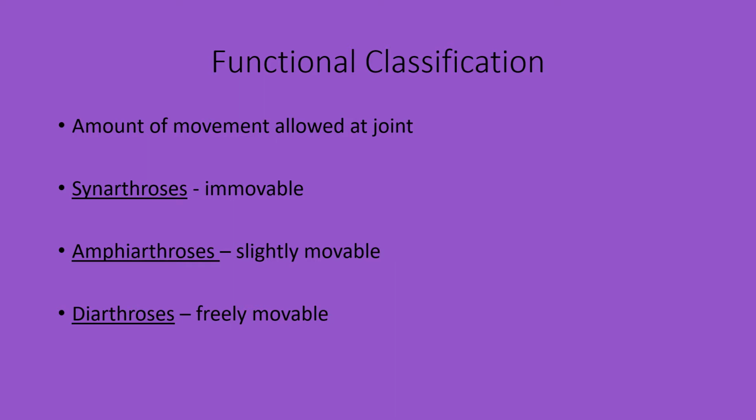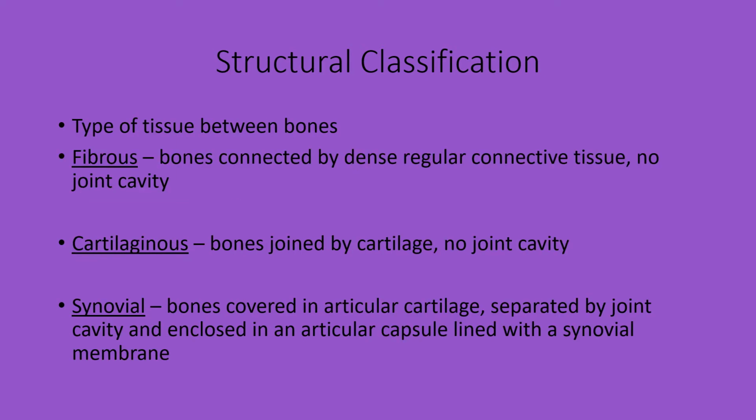If we look at the functional classification, they will be classified depending on how much movement is allowed at that joint. So synarthrosis are joints that are immovable, amphiarthrosis are slightly movable, and diarthrosis are freely movable joints.